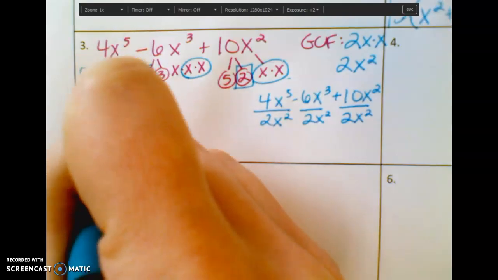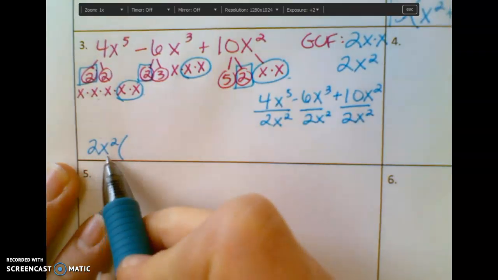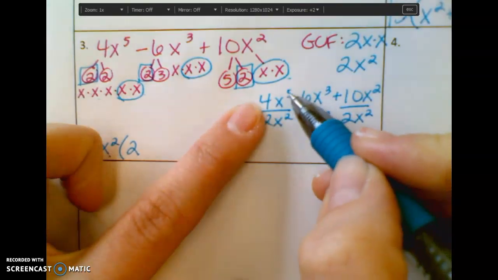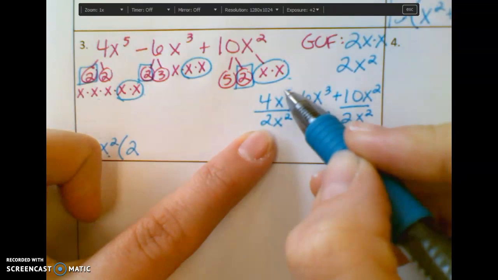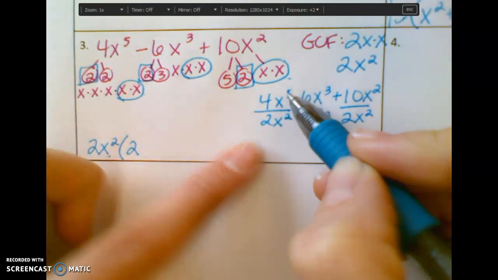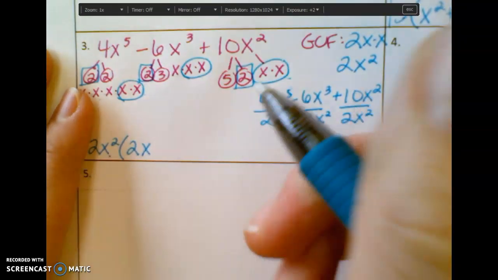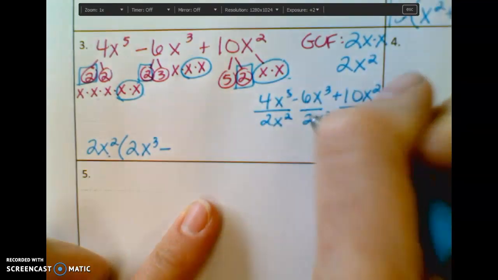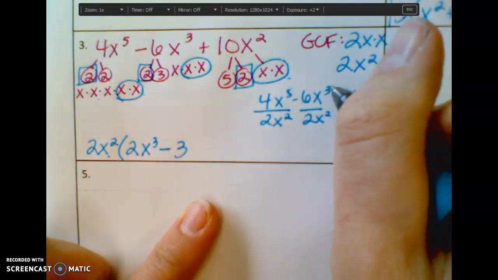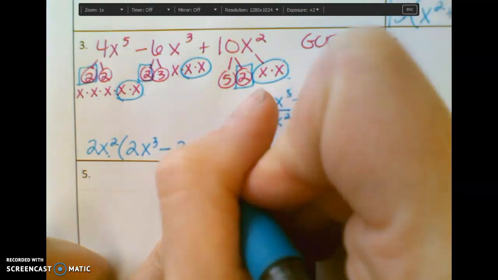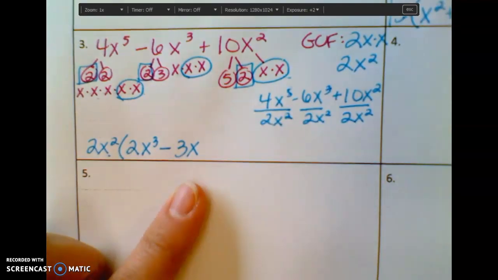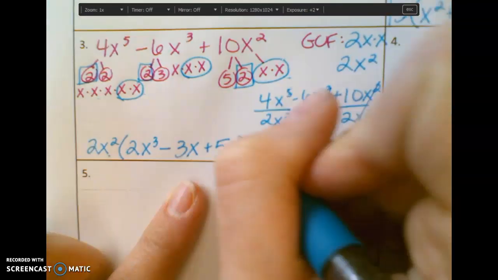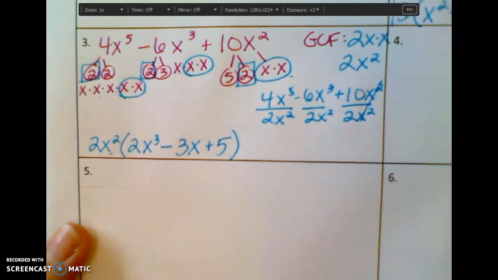All right, we'll start writing our answer. 2x squared is the GCF, so that goes out in front of the parentheses. 4 divided by 2 gives me 2. X to the 5th over x squared. X's are top heavy here, and we subtract the exponents. 5 minus 2 gives me 3. Now we have a minus. 6 divided by 2 is 3. X to the 3rd, top heavy, 3 minus 2 is 1, so just x. 10 divided by 2 gives me 5. X squared over x squared cancels. So there we go.